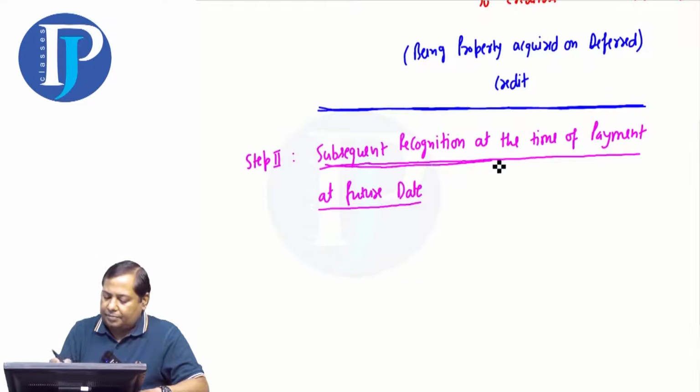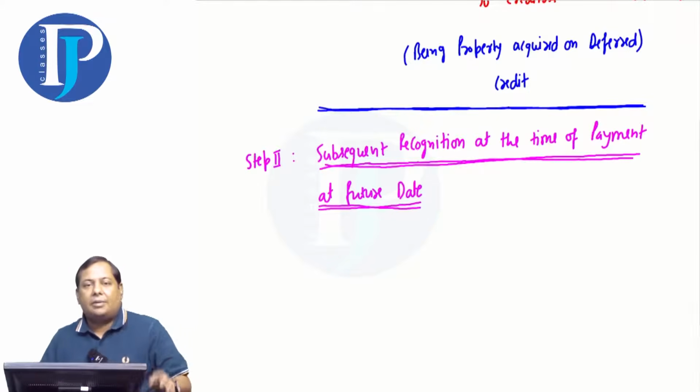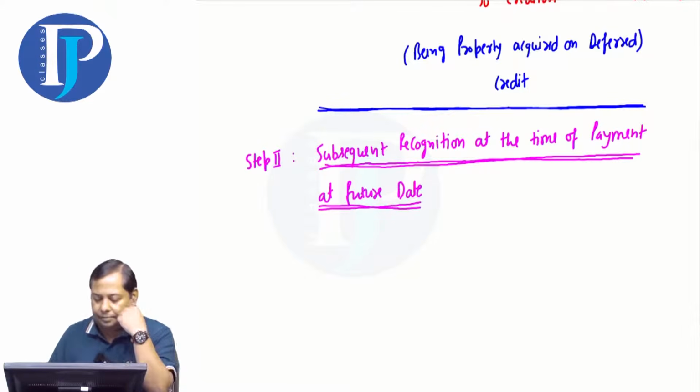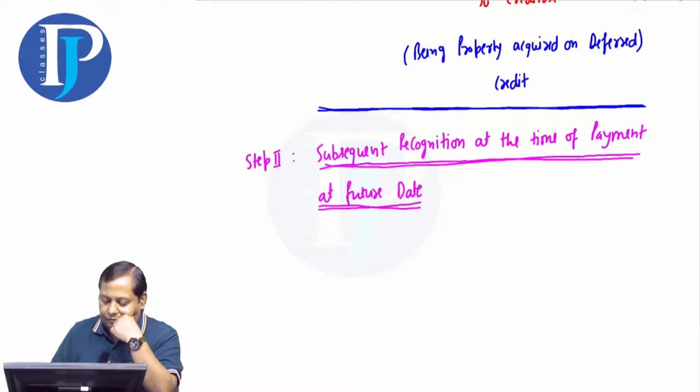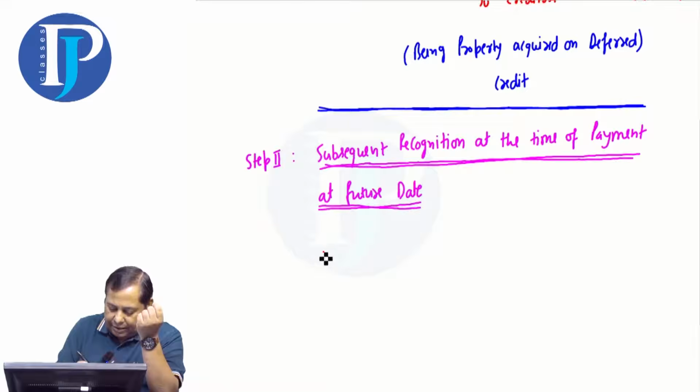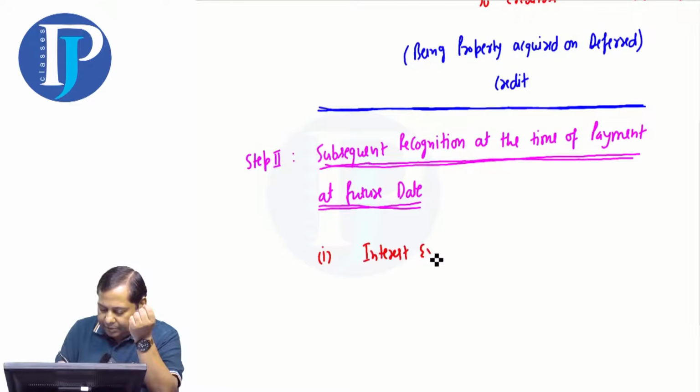Payment and future date. When it's time to make the payment, first we will write interest expense debit to creditors.